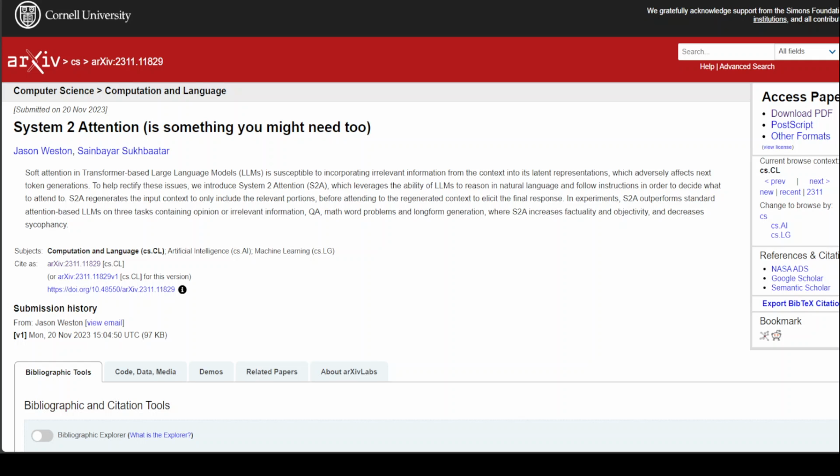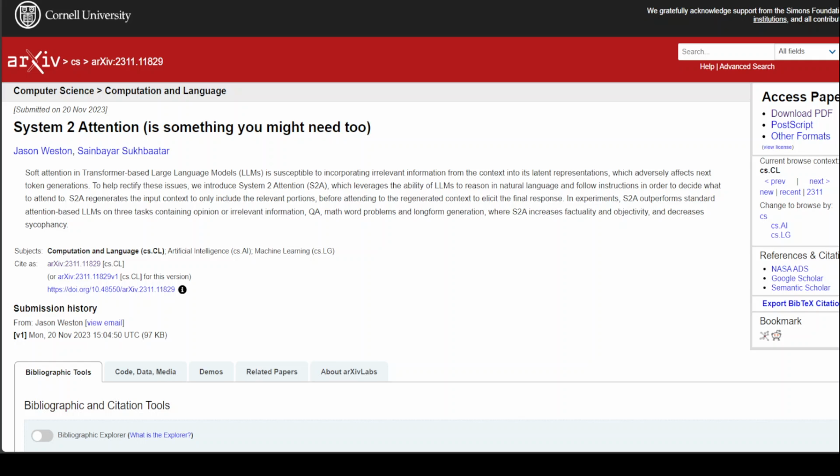This research by Jason Weston and Sainbayar introduces a new technique called System 2 Attention. System 2 Attention in large language models, or LLMs, is to address issues with soft attention in transformers. Soft attention assigns continuous weights to input elements, allowing the model to attend to multiple elements simultaneously. Soft attention mechanisms are differentiable, which makes them easier to optimize using gradient-based techniques.